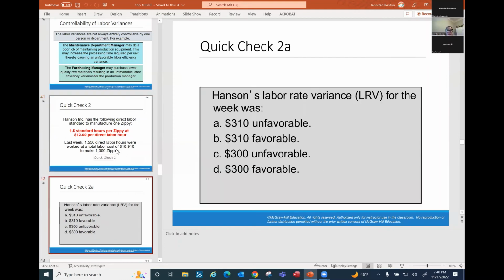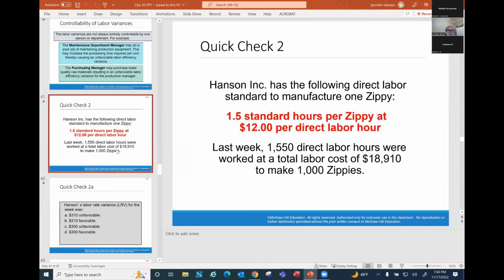So we have to know how to calculate this out. We look at the actual hours that we had: 1,550. Now let's look at the difference between the actual rate and the standard rate. The standard rate was $12. Now we have to figure out the actual rate. We had a total cost of $18,910, and we divide that by the direct labor hours worked, 1,550. So the actual was $12.20. The actual is higher than what was estimated, so we know it's going to be unfavorable.